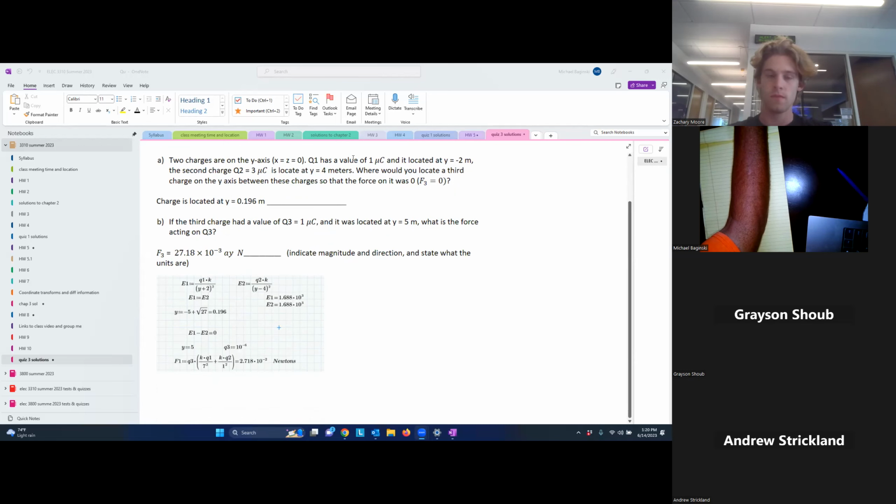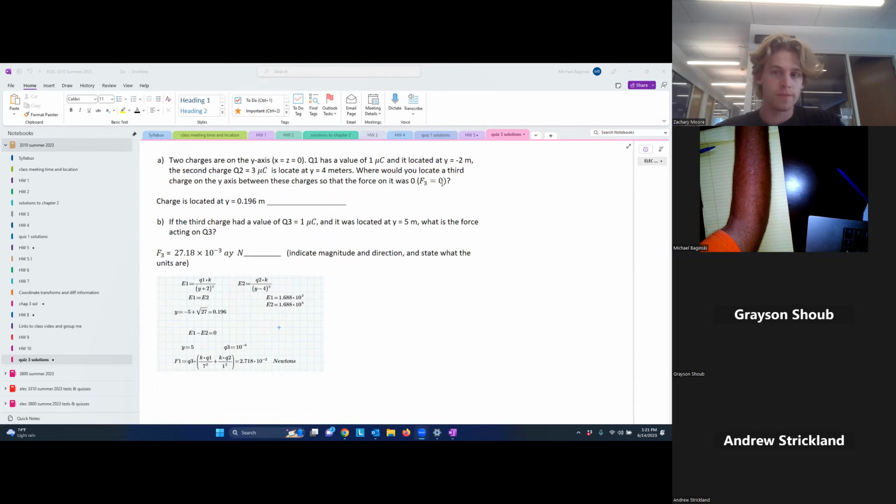When you have two charges, one is 1 microcoulomb at -2 meters, located on the y-axis. The other is 3 microcoulombs at 4 meters. And where should you locate a third charge on the y-axis between the two charges? There's solutions outside this, but between the two charges, the only thing you're going to do is set the electric field equal to 0. Does that make sense to everybody?